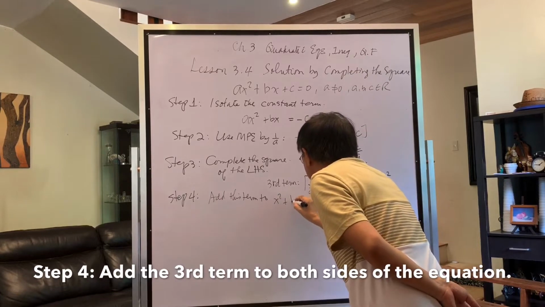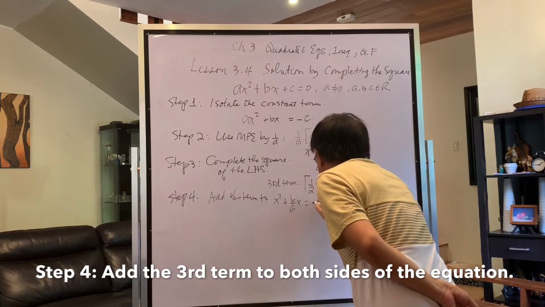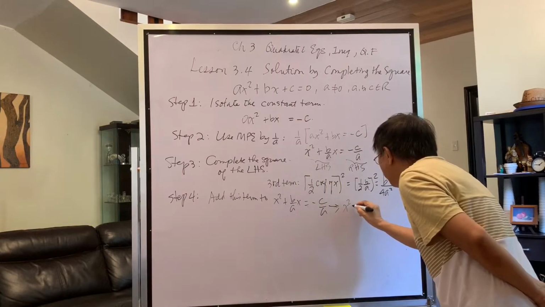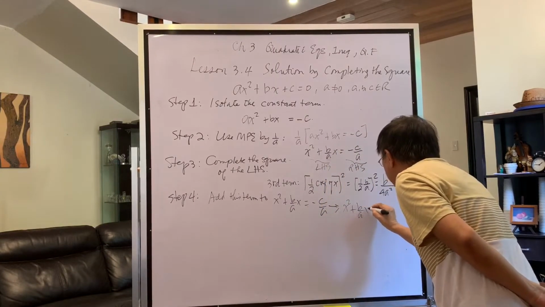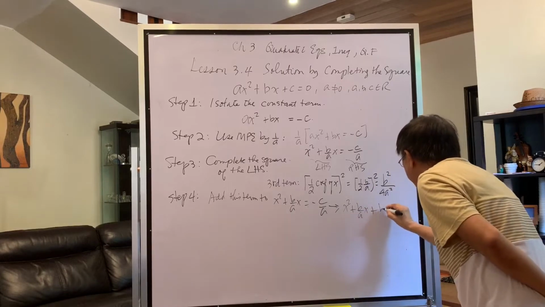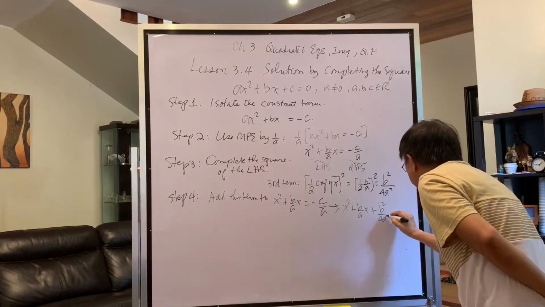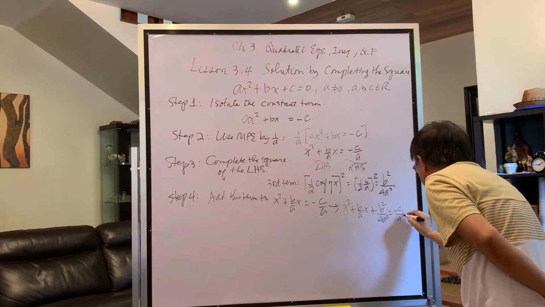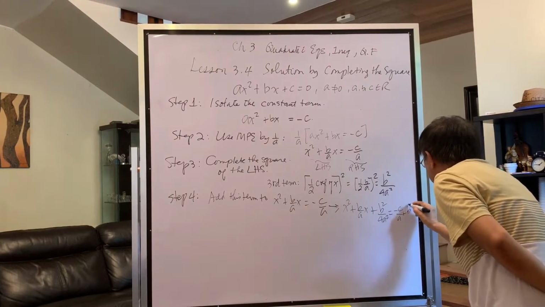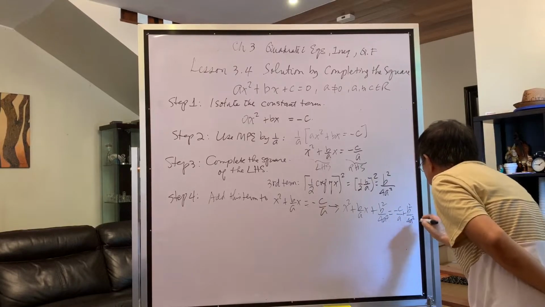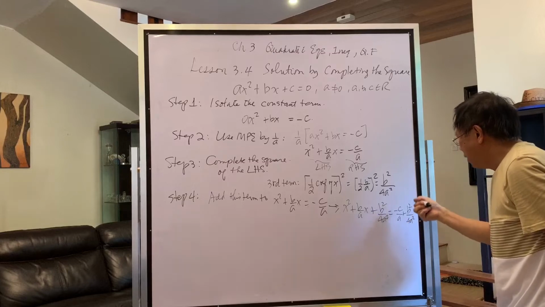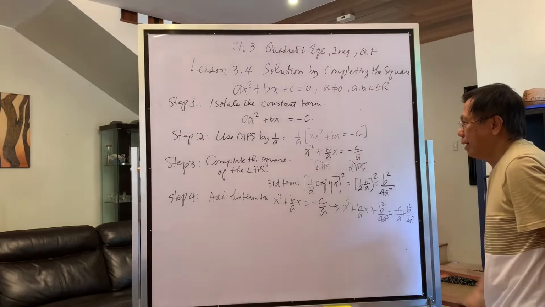x squared plus b over a x equals negative c over a, and we arrive at x squared plus b over a x plus b squared over 4a squared equals negative c over a plus b squared over 4a squared. We are allowed to do that because of addition property of equality.